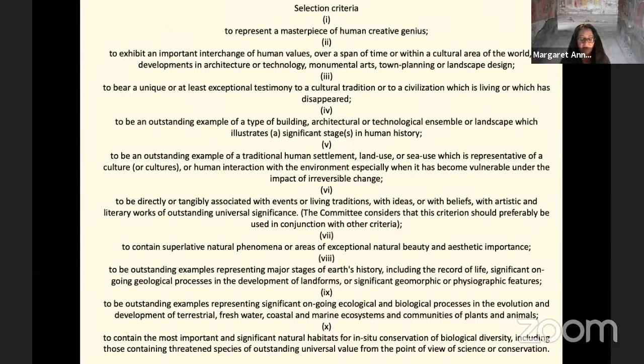And it meets criterion 5, to be an outstanding example of a traditional human settlement, land use or sea use, which is representative of a culture or cultures, or human interaction with the environment, especially when it has become vulnerable under the impact of irreversible damage or change.